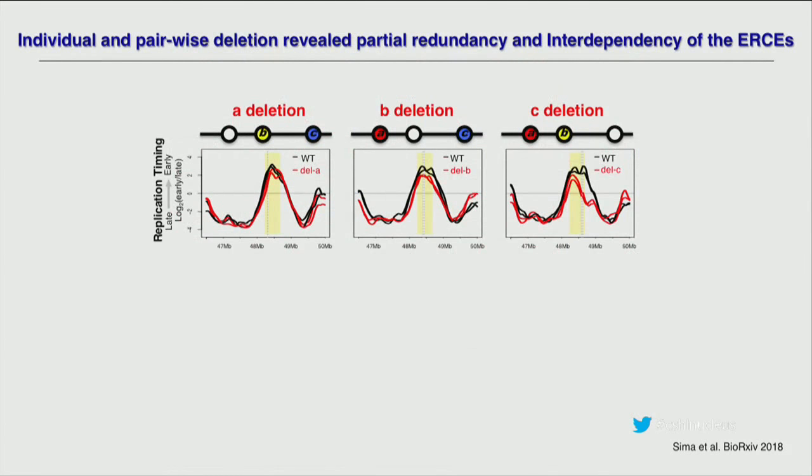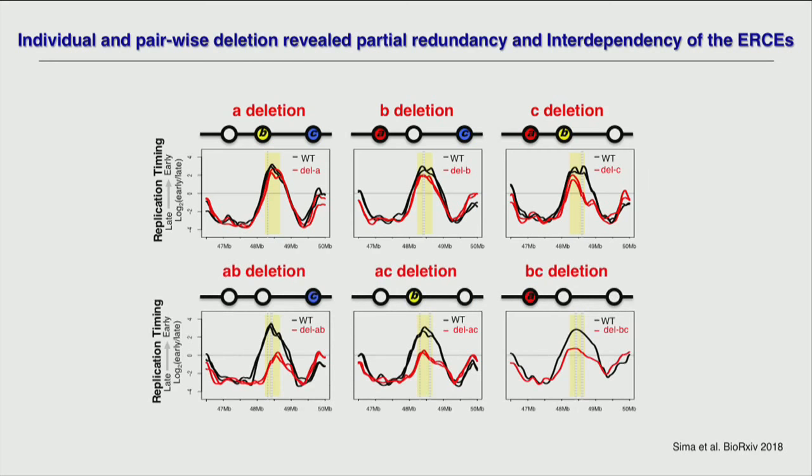Because it involves three sites, I generated individual and pairwise deletions to see what the role of each individual one is. The individual deletions demonstrate a certain level of redundancy, because AB deletion does not seem to have any effect on the domain replication.